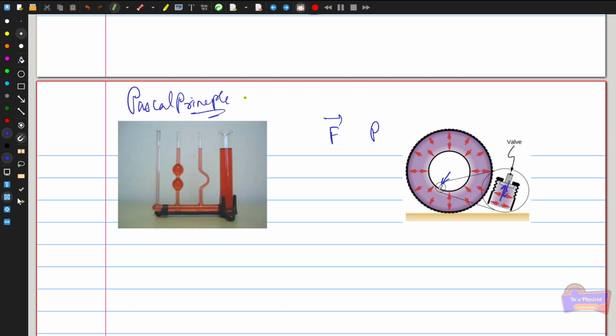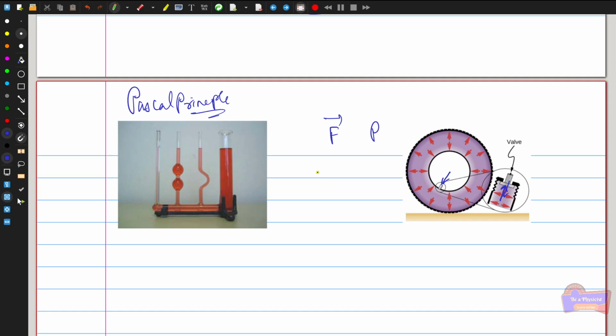He considered different vessels with different shapes but equal bases, and filled them with liquid up to some vertical height h, so that the pressure at the base of each vessel was equal. Based on this he gave Pascal's principle, which says that a change in the pressure applied to an enclosed incompressible fluid is transmitted undiminished to every portion of the fluid and to the walls of its container. That is what Pascal's principle says.